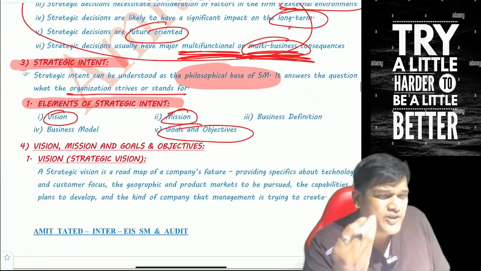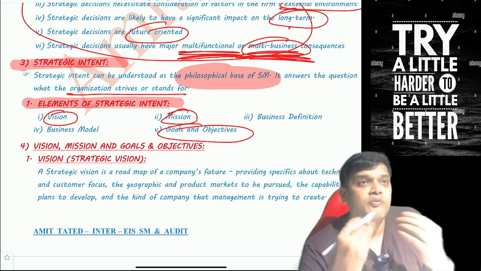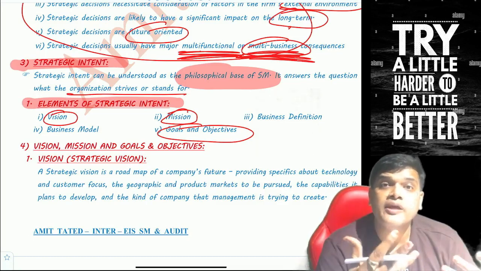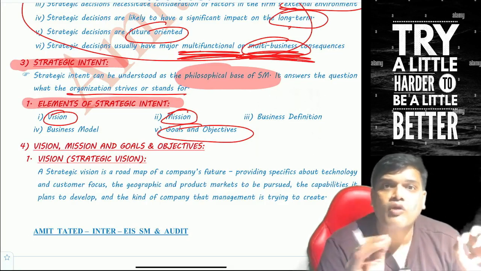Now coming on strategic intent, I am explaining vision, mission, goals and objectives linked with strategic intent. So what is vision? Vision means a long-term blueprint of the organization, where the organization wants to be. What resources the organization requires, what technology the organization requires, what the organization wants to be. That is called vision.